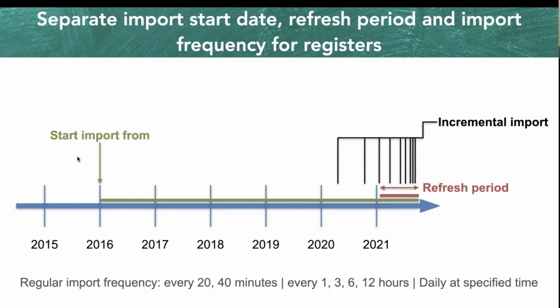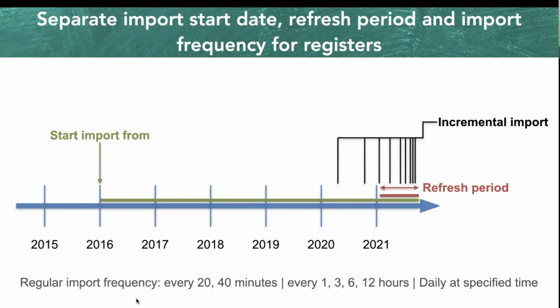So previously, if you specified one start import from parameter, everything started from that period. But now you can say, I want to start invoices from 2020, I want to start transactions from 2018, and for item history, I want to see everything, let's start with 2016, right? So you can specify for every single register what period you would like to re-import. And the same goes for the refresh period. You can say this one re-import a bigger amount, this one a smaller amount, and it also works for regular import frequency.